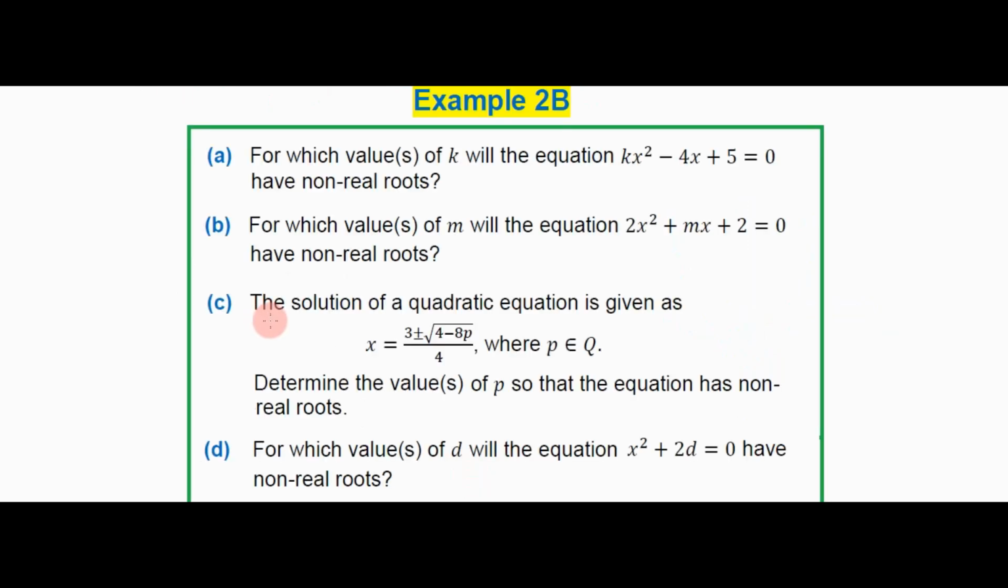Then coming to C, it says the solution of a quadratic equation is given as x equals 3 plus or minus the square root of 4 minus 8p all over 4, where p is an element of q. Now, q is a symbol used for the rational numbers, so p must be a rational number. Then it says determine the values of p so that the equation has non-real roots.